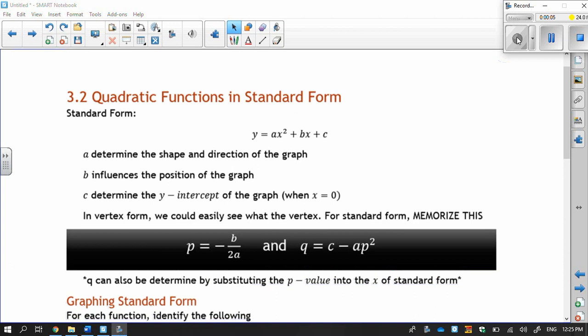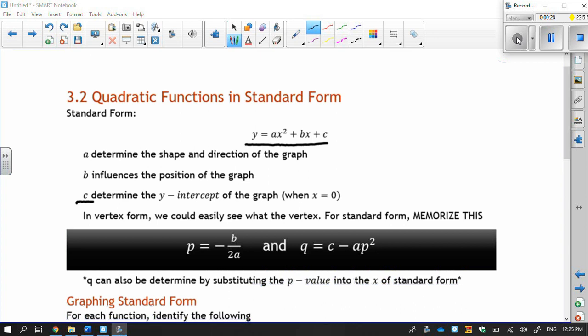A determines the shape and the direction of the graph, same as last time. B influences the position of the graph, same as last time. C is our new one. This determines the y-intercept of the graph when x is equal to 0.